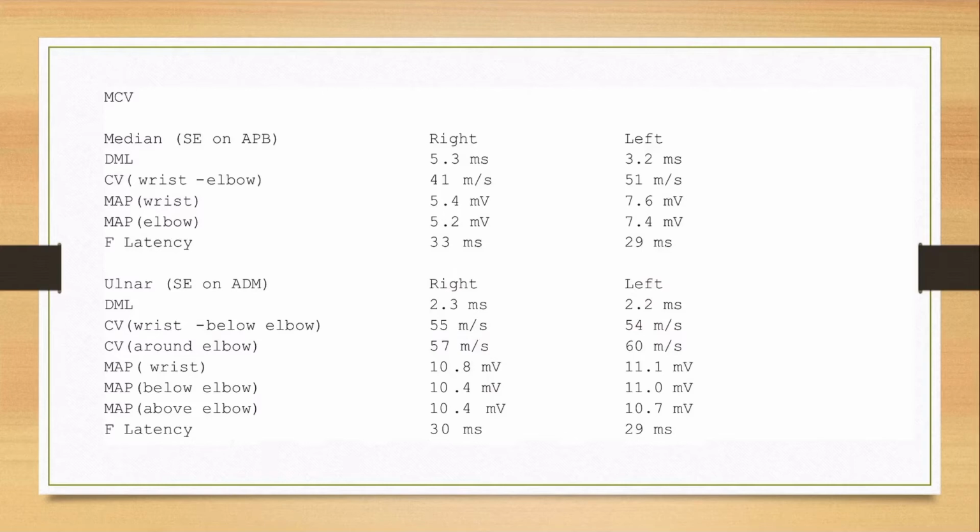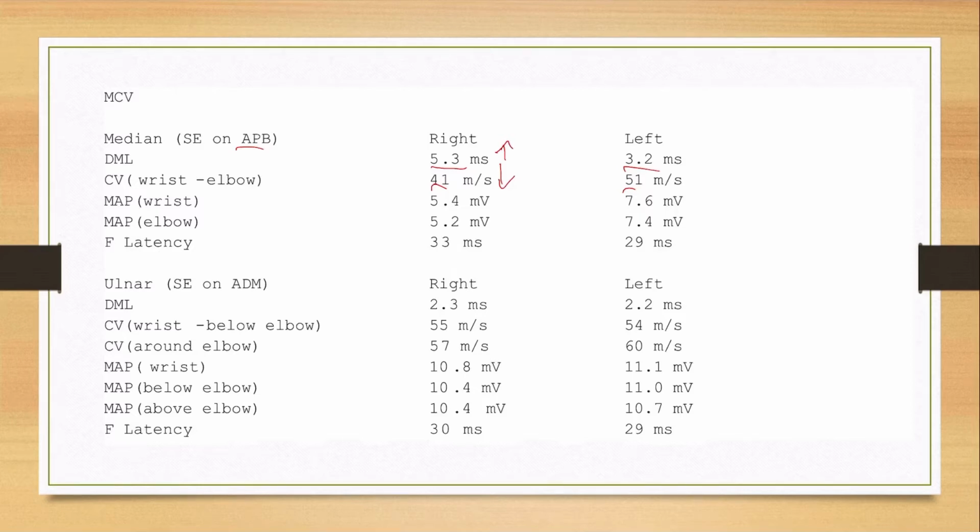So for the median APB, the distal motor latency on the right is 5.3 milliseconds. That's greater than the 4.5 milliseconds that is normative. So we've now got delay of motor fibers. The left side was only 3.2. We can see the conduction velocity has decreased a little bit. It's 41 meters per second versus the 51 on the other side. So that's a little bit down. Let's just put a little arrow on there for that being prolonged.